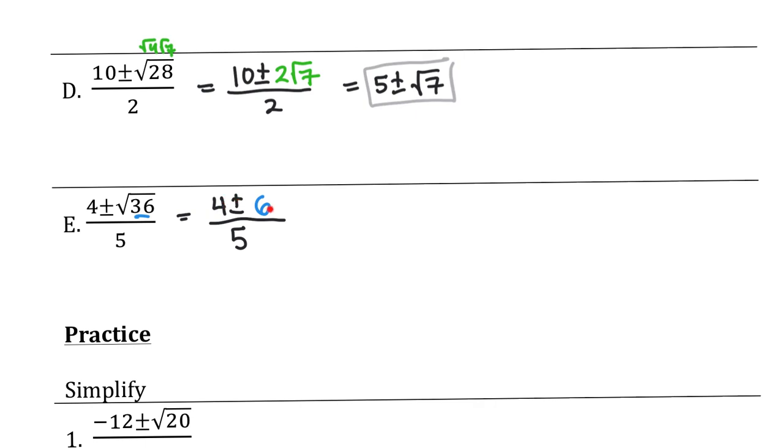If I do 4 plus 6, what do I get? I get 10 divided by 5, which is 2. But I didn't consider the minus. So 4 minus 6 is negative 2 divided by 5, which is a fraction. Okay, go ahead and try the practice problems. Check your answers when you're done.